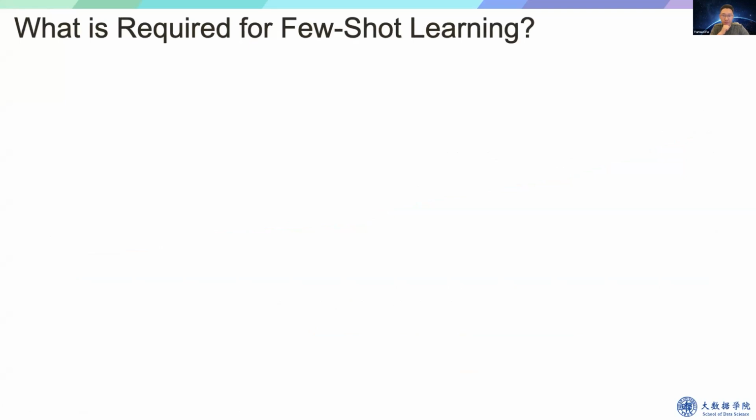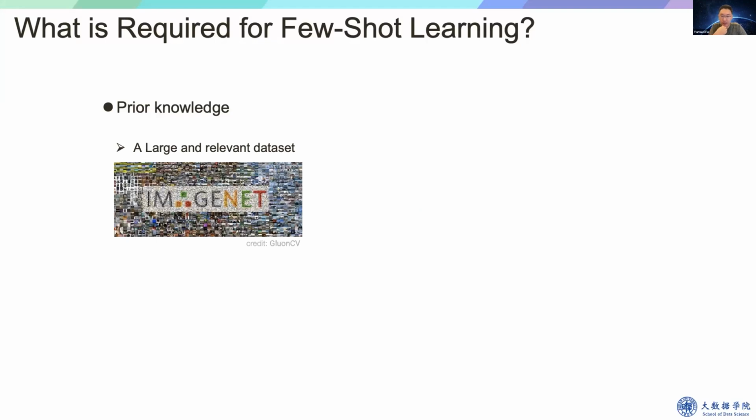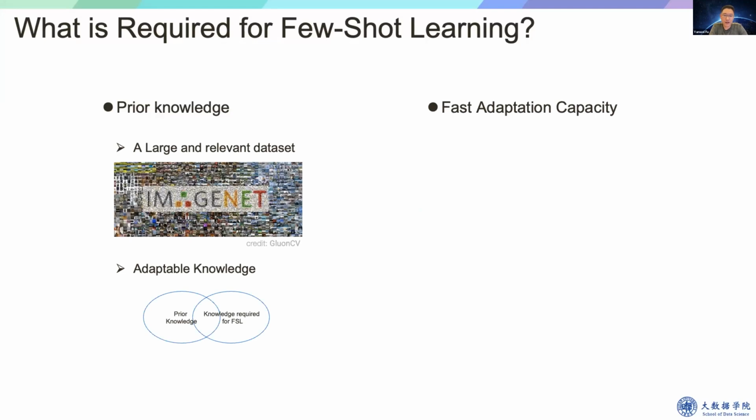So what is required for feature learning? As we want to achieve learning capacity, trained with many examples, using only a few training data, it is necessary to break the standard supervised learning pipeline. The first major capacity required by feature learning is prior knowledge. We want to have some prior knowledge instead of training from scratch. Such prior knowledge can be learned from a large and relevant dataset, such as ImageNet. Another major capacity is fast adaptation. Although we have learned some common knowledge from the large base dataset, we still have to adapt it to the novel task with only a few examples.